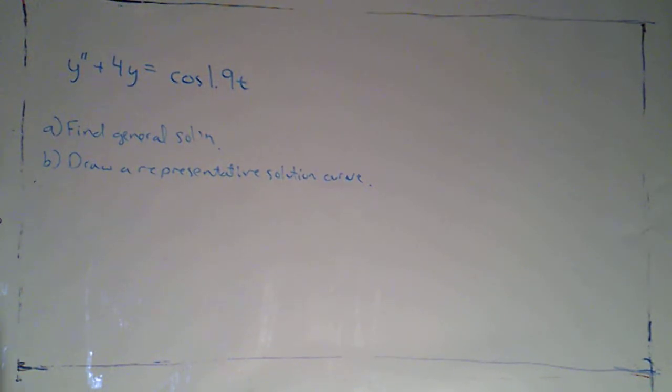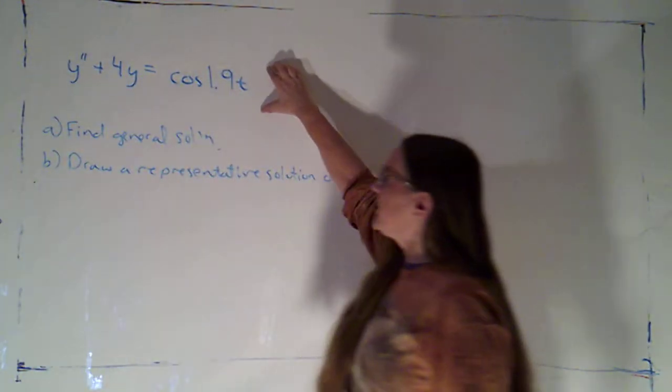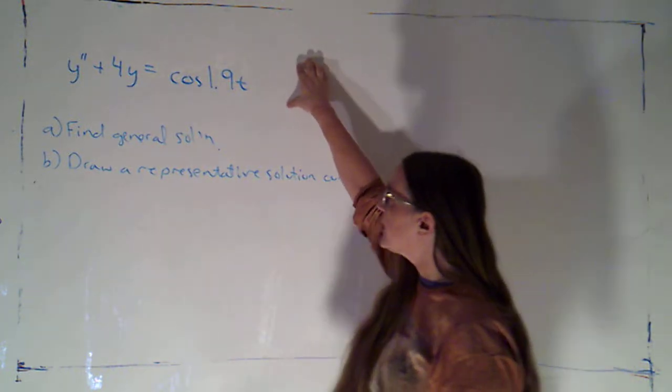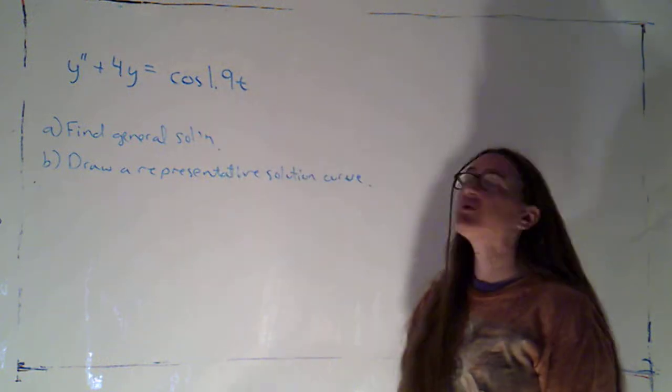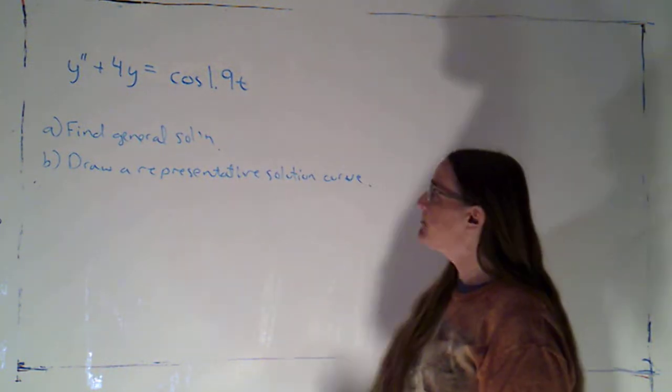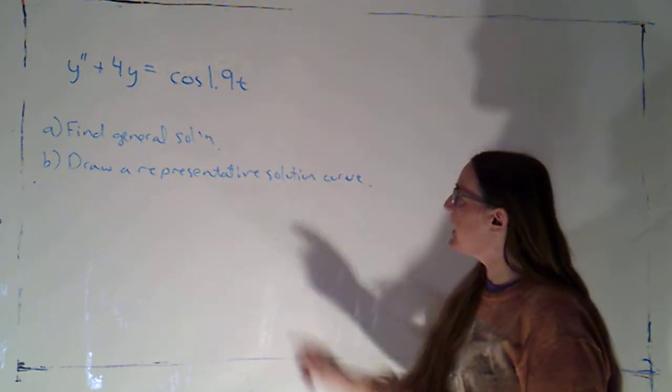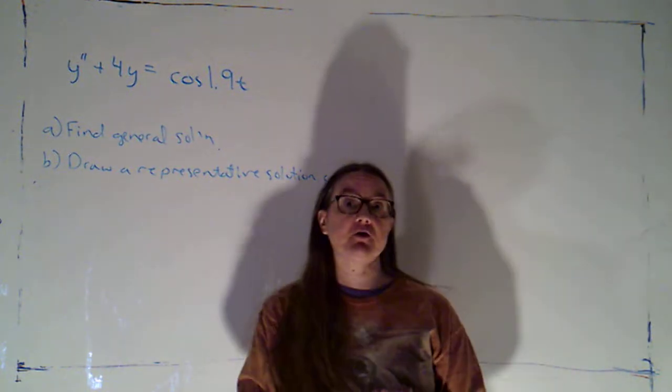All right, so I've got this differential equation up here corresponding to an undamped harmonic oscillator, because there's no y prime here, with a forcing function of cosine of 1.9t. So I want to find the general solution and then draw a representative solution curve.